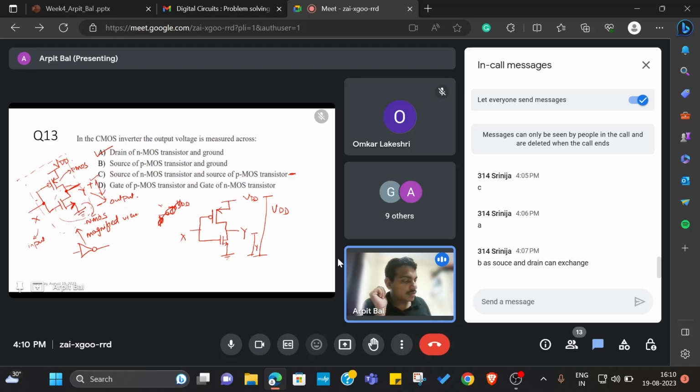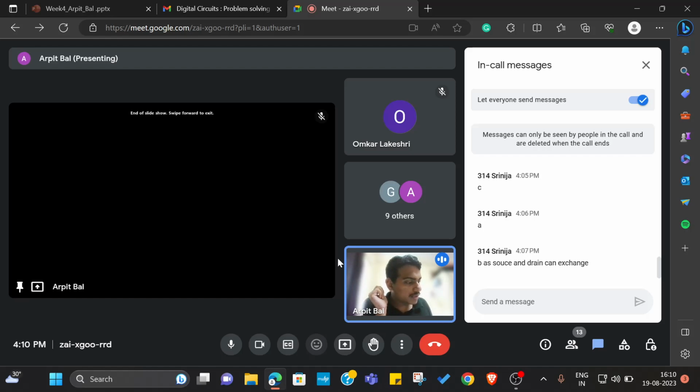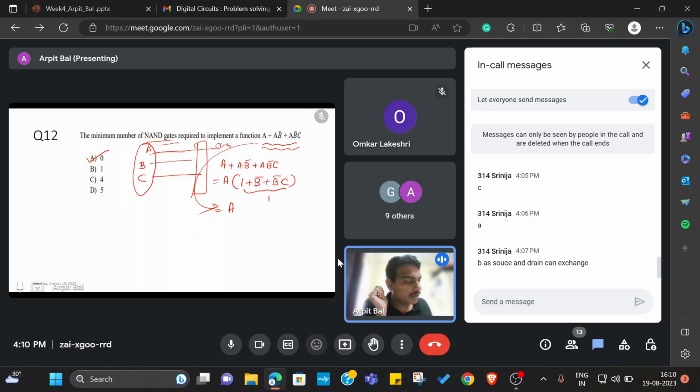Okay, anyways, actually these two are the correct answers. So you can say that it is either the drain of the NMOS transistor, or the point where the drain of the NMOS transistor and the drain of the PMOS transistor intersect to the ground. Okay, that can be another answer. So this was the last question that we had.